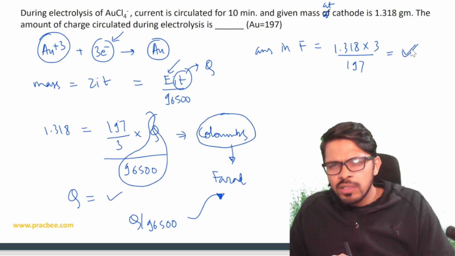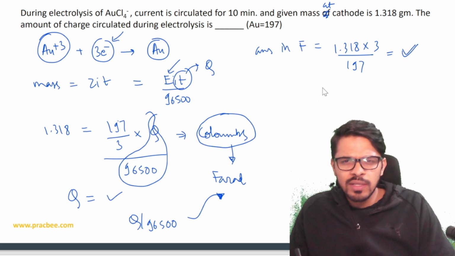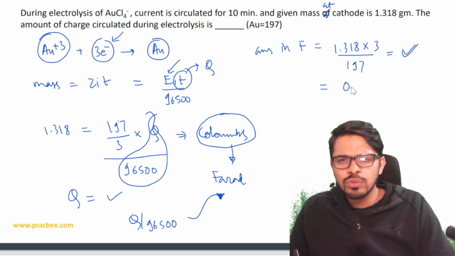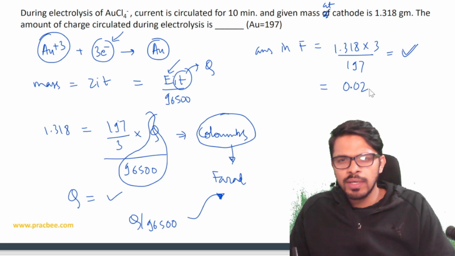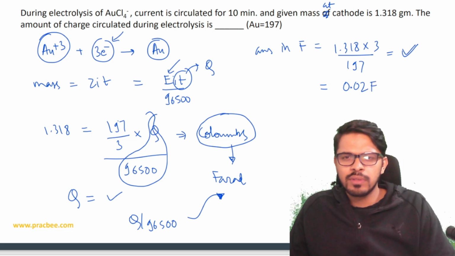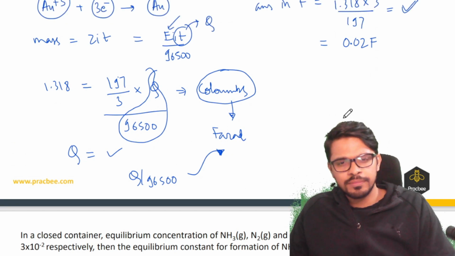If I calculate this, 1.3 into 3 is approximately 3.9 something, or close to 4, divided by 197. I think this will come close to 0.02, right? The answer would be closer to 0.02 farad.